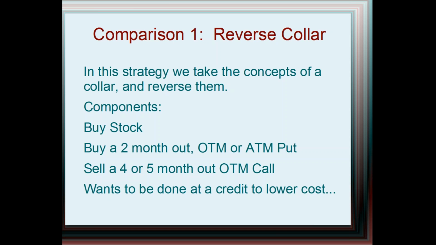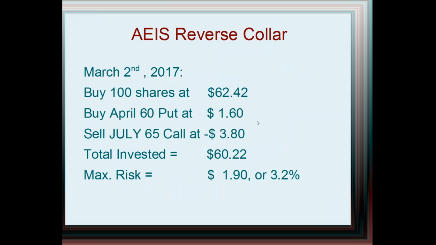And then I'm going to sell a 4 or 5 month out of the money call for a higher premium. The two options transactions here, I want to be done at a credit to lower the total cost basis of the stock. Okay, so what would a structure have looked like on AEIS on March 2nd?